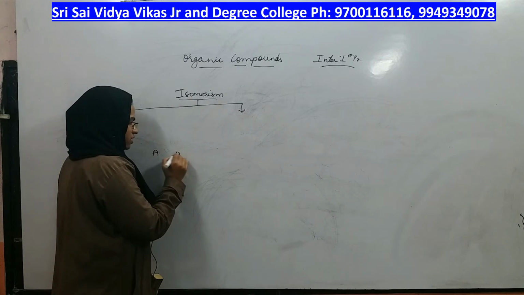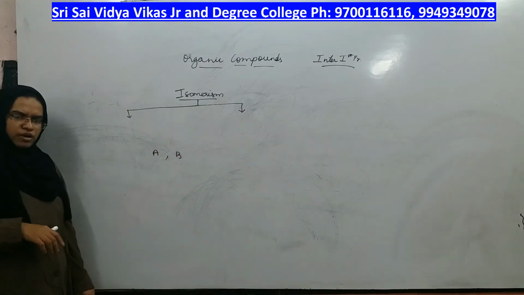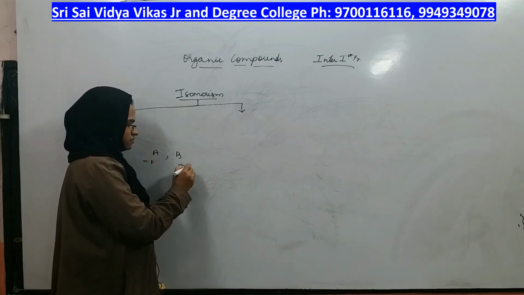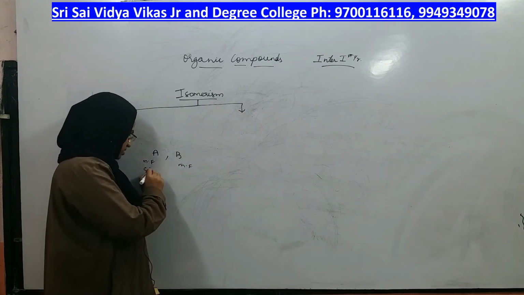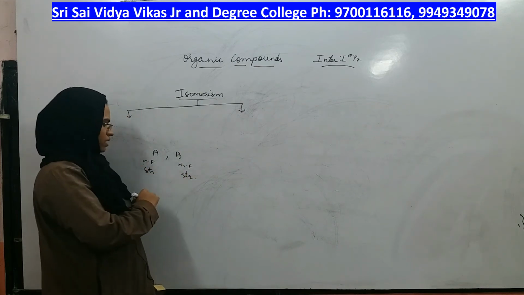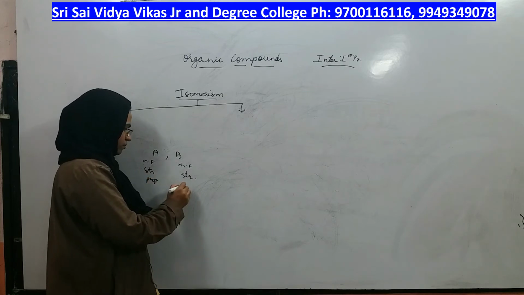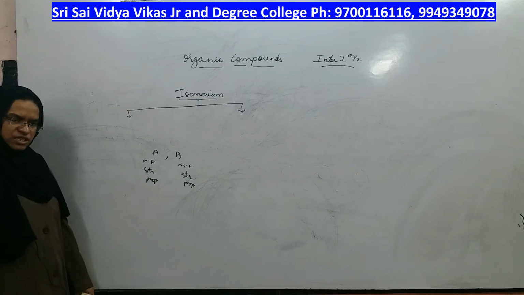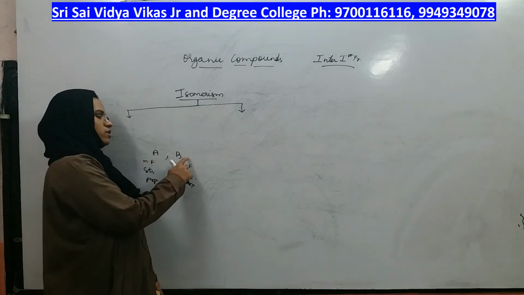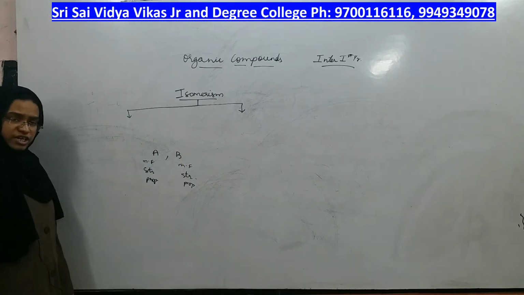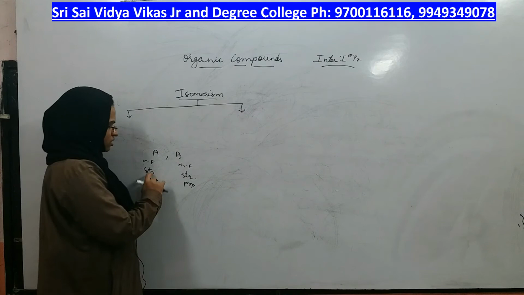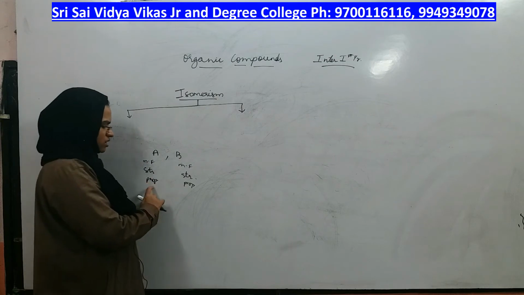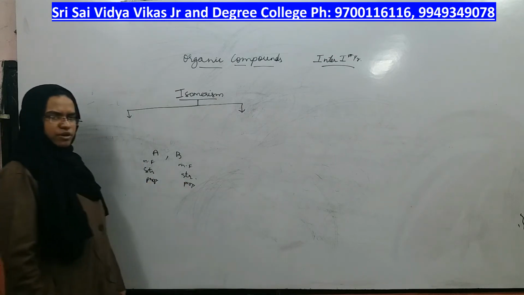Call them compound A and compound B. When you have two compounds, you find out the molecular formula of the two compounds, the structure of the two compounds, and the properties of the two compounds. You find out the molecular formula first. What is the molecular formula of compound A? What is the molecular formula of compound B? After getting the molecular formula, you check the structure of compound A and compound B. After getting the structure, you check the properties of compound A and compound B, right?